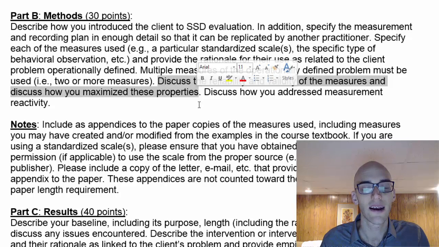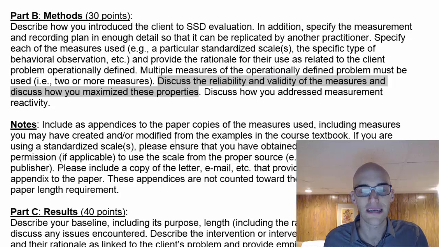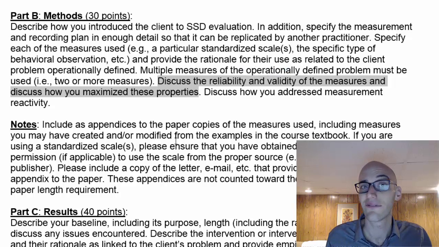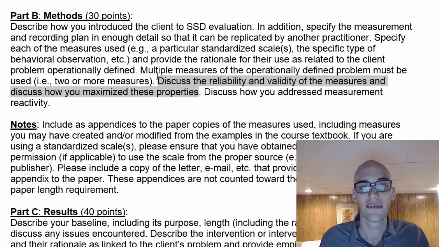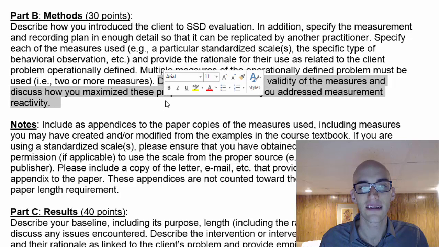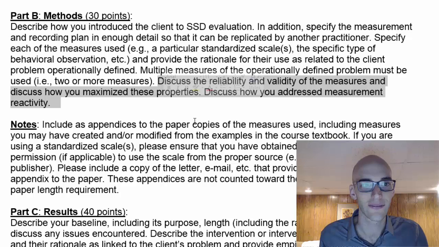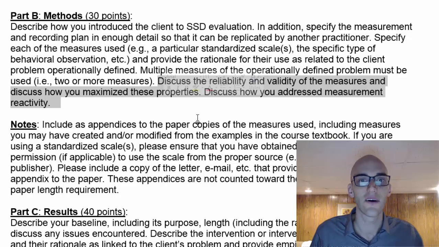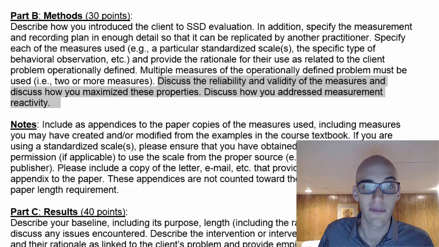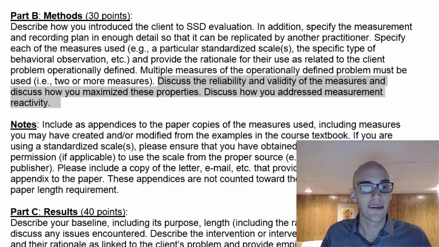This is the big part here: discussing the reliability and validity of your measures, and discussing how you've addressed reactivity. People tend to skip these last two sentences, and that's the quickest way to lose points in your method section. So make sure that you're talking about reliability, validity, and reactivity.